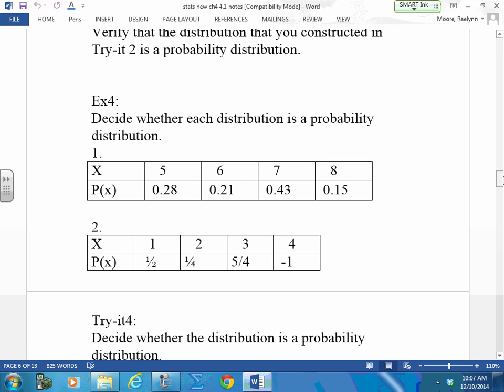Now, jump to example 4. Here are 2 other examples of probability distributions, because probabilities can be fractions, right? So, the first one. We look at all the individual probabilities. Does it meet the first criteria, between 0 and 1? Yes. So the first one is good. Then we say, do they add up to 1? No. What do they add up to? 1.07? So they do not add up to 1. So therefore, this is not a probability distribution.